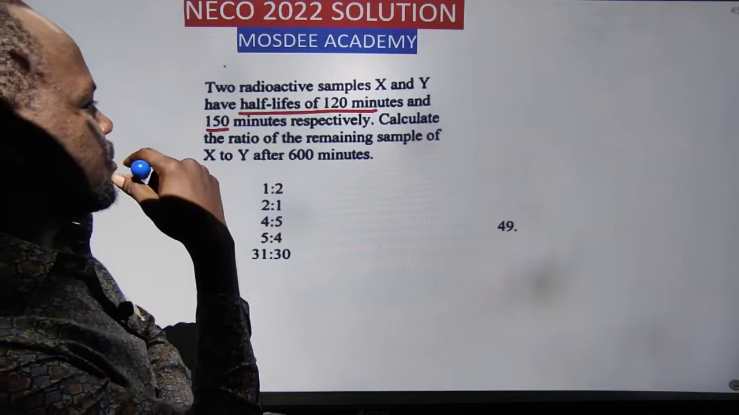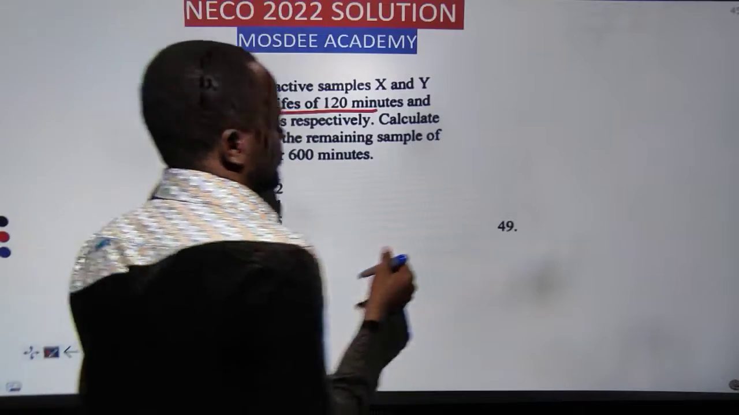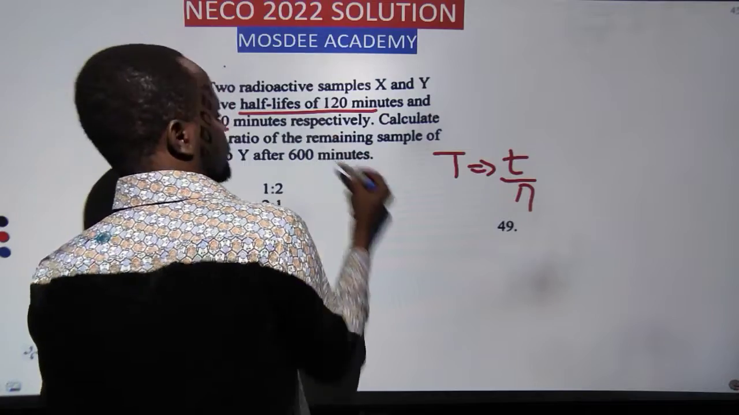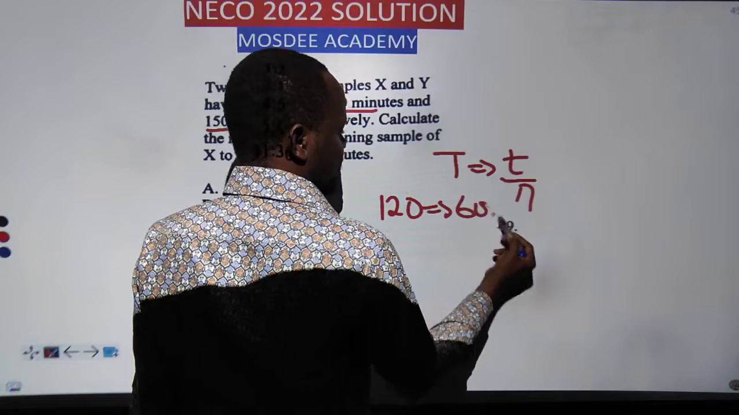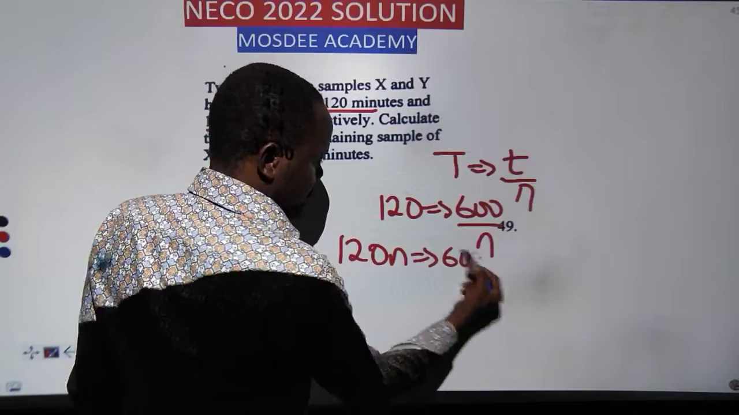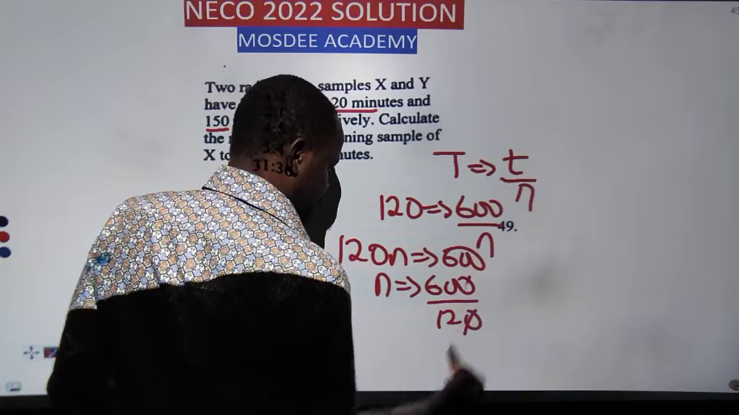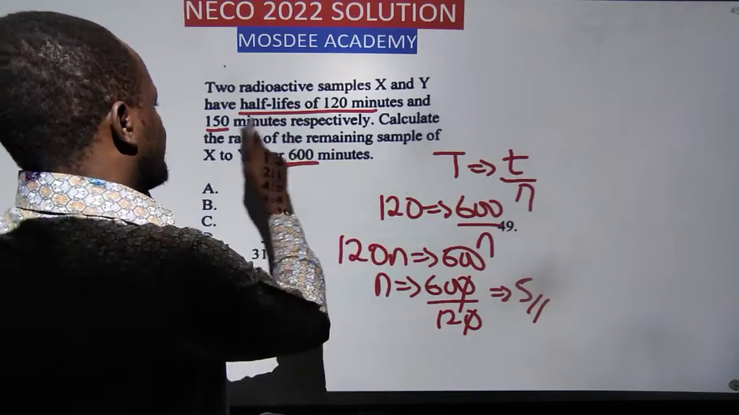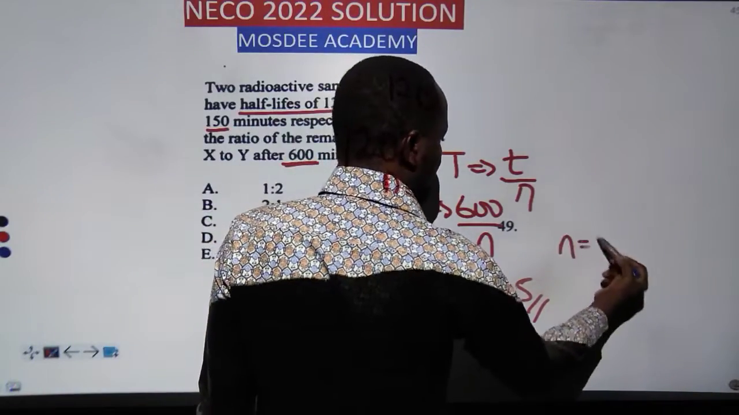The ratio of the remaining sample after 600 minutes is asked. Capital T is the half-life, so n is t over T. The first half-life is 120. The small t is 600, so n is 600 over 120. I think this is n equals 5. We do the same thing for the second one, which is 150: 600 divided by 150. That is n equals 4.